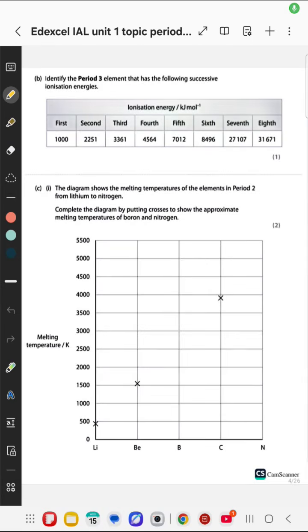The next question: identify the period 3 element. In the next question, your examiner is asking you about a period 3 element, and they are giving you the successive ionization energy. What does it mean by successive ionization energy?